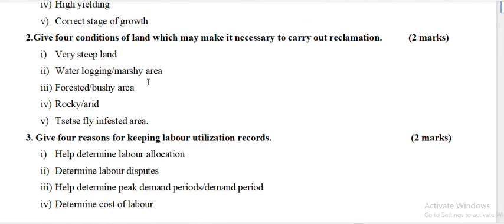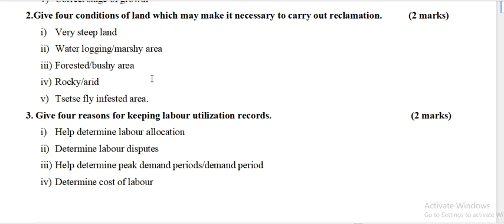Then question 2, give 4 conditions of land which may make it necessary to carry out reclamation. Reclamation is putting the land under agricultural use. Those conditions will include very steep land. We can have a waterlogged or a marshy area, a forested area or a bushy area. Then we have an area which is rocky or arid. Then we have a tsetse fly infested area.